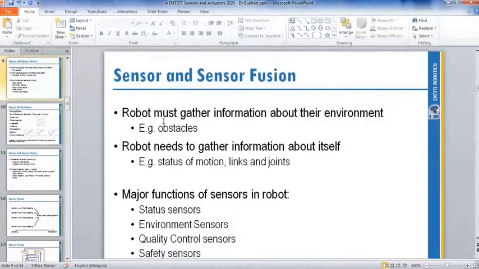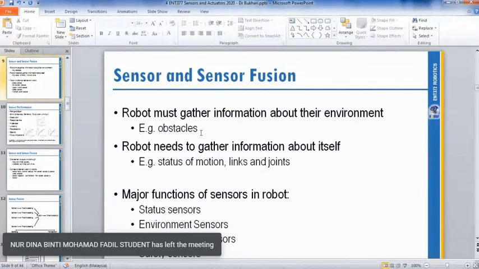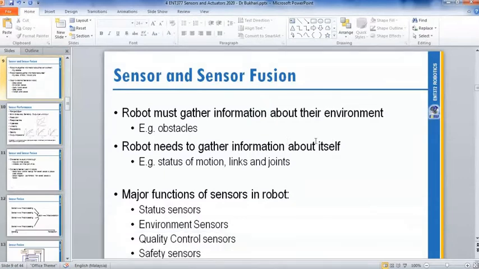Okay, sensors and their function. A robot must gather information from the environment, obstacles for example. This is the external sensor. The robot also needs to gather information about itself, for example the status of motion, something like an encoder, for the links and joints. So we need to get the internal information of the robot. This is external, the environment, and this is internal. Normally for this one we use an encoder.